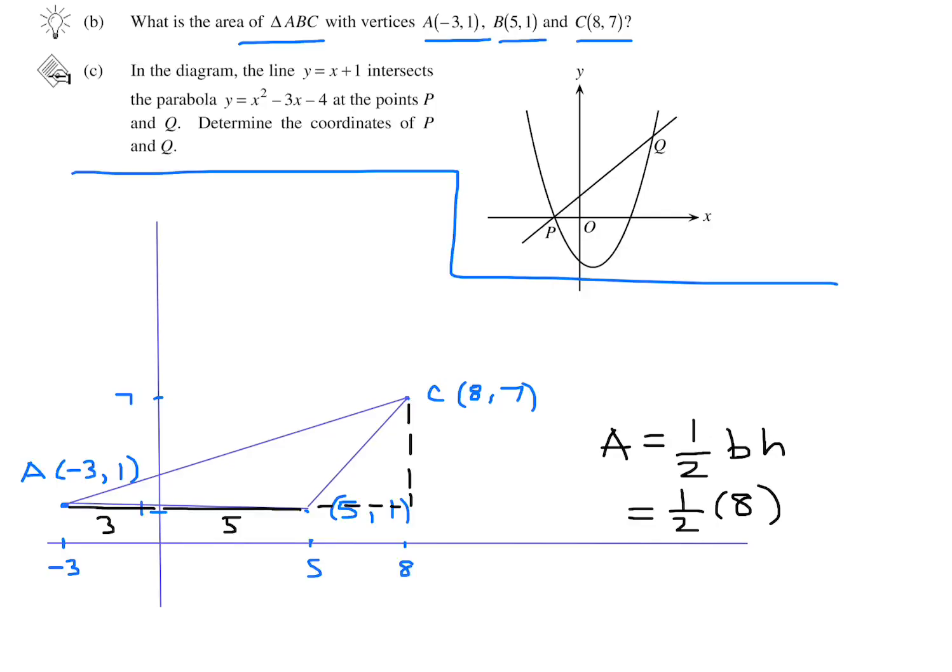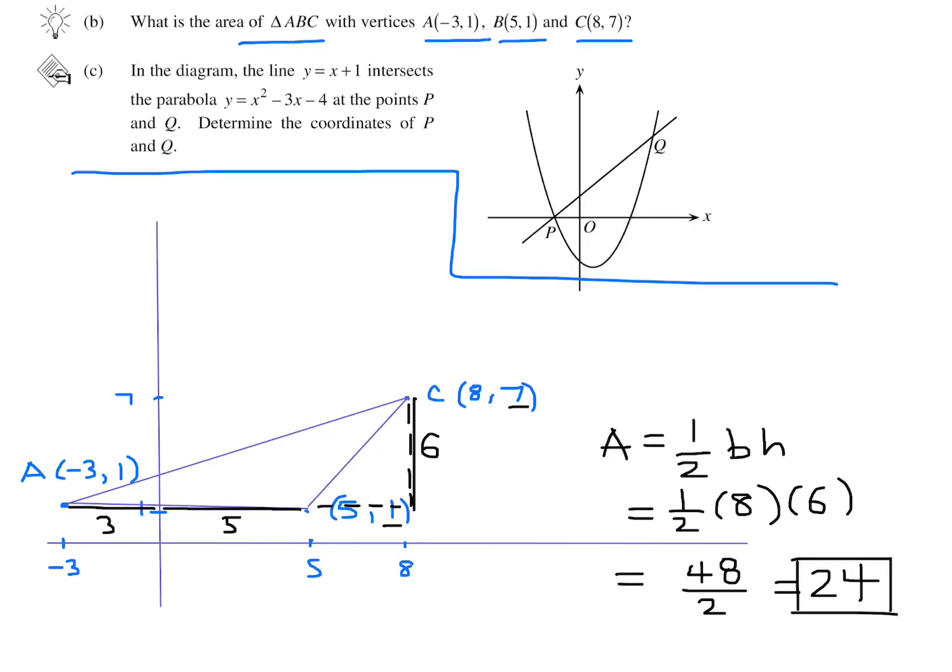The height I just drew from here to here, and that looks like if this is 7 and this is 1, 7 minus 1, so this is 6. So the height is 6. So therefore 1/2 times 8 times 6, so that looks like 48 over 2, which is 24. 24 is the area of this triangle.